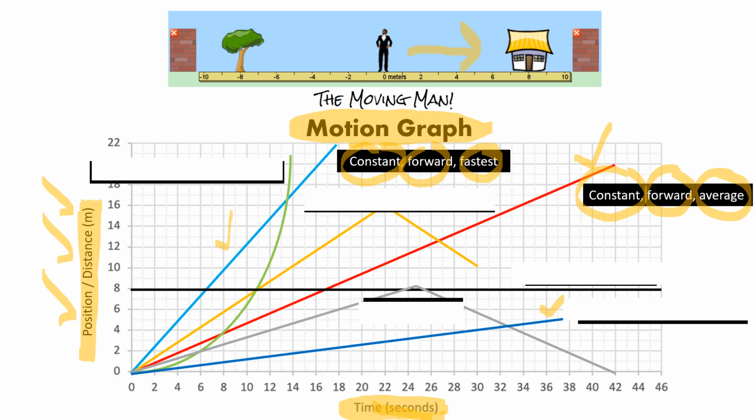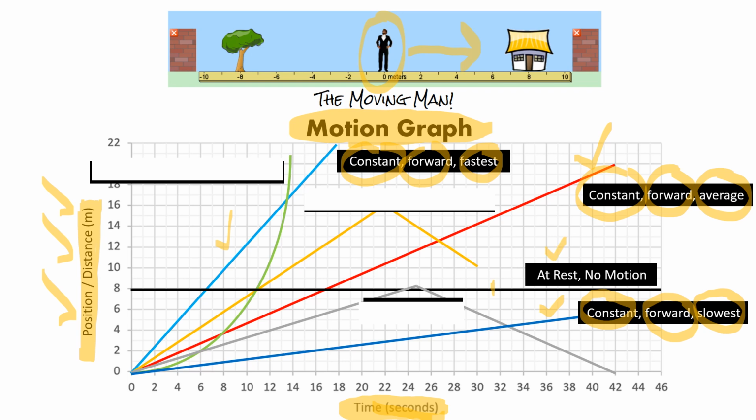Now let's go to this darker blue over here, ask ourselves the same questions, and we get relatively the same answers. Constant motion, it's also forward because it's a positive slope. However, this one is the slowest because it has the gentlest slope of the three straight lines. Okay, the next one we're going to look at is this black line right here. Well, if you look at that one, it's a zero slope, meaning that this gentleman is actually going to be staying put, and we can describe that as at rest or no change in motion. It's the same, okay? No distance was gained or lost.